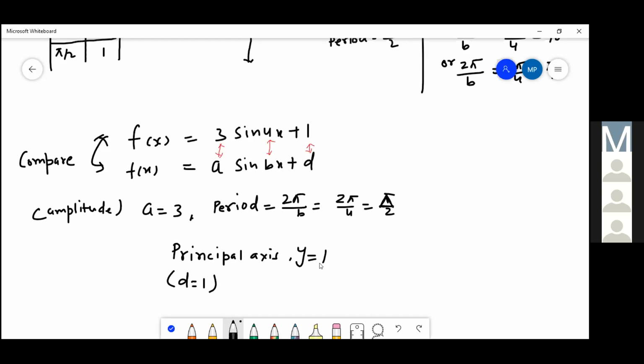Okay, I get it, sir. So you can see, Tristan, that this time, when we were taking f(x) equals sin x, we were getting principal axis y equals 0, but this time y equals 1. So it depends on the question.